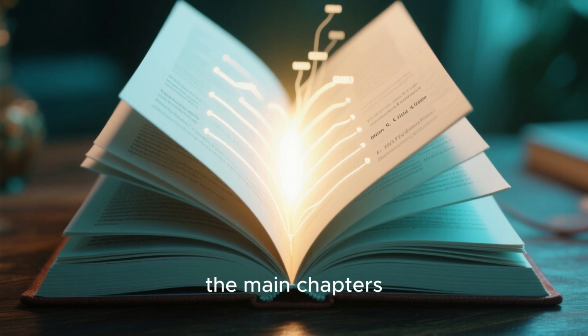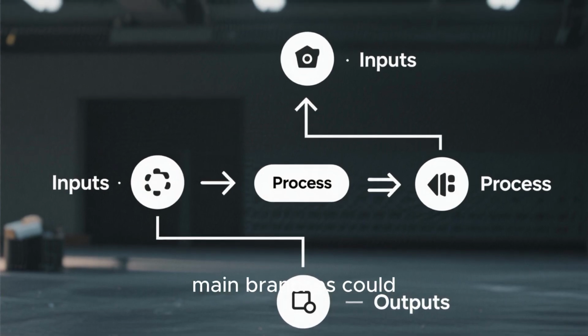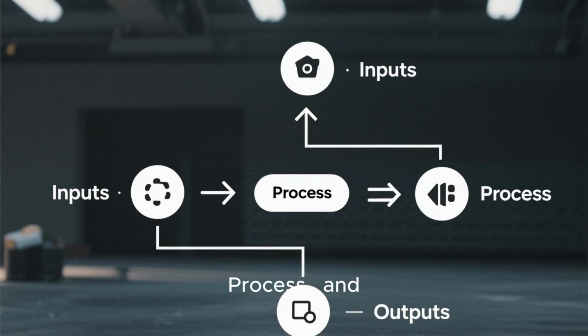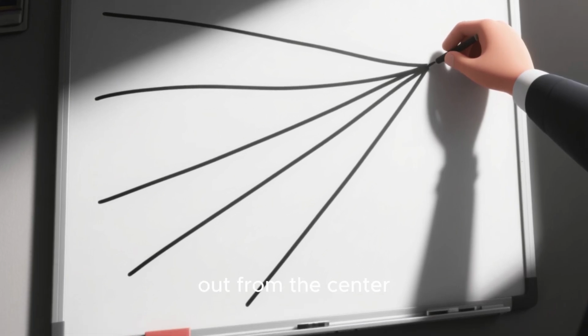Think of them as the main chapters of your subject. So for photosynthesis, our main branches could be inputs, process, and outputs. I'll draw 3 thick lines coming out from the center and label them.